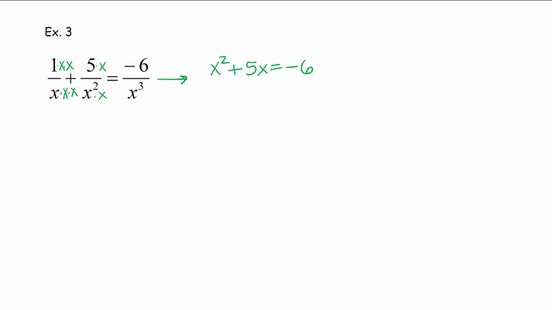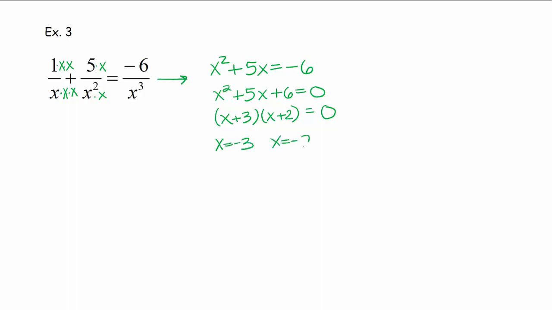That's a quadratic equation. So to solve this, we need to set it equal to 0. So I'm going to add 6 to both sides to get that equal to 0. And then from here, I think we can factor this one. Let's do that. x plus 3 and x plus 2. So we get x equals -3, x equals -2. And neither of those things make the denominator 0, so they are both good solutions.